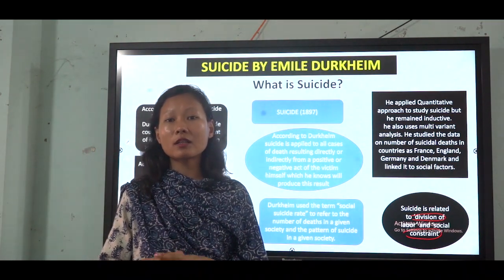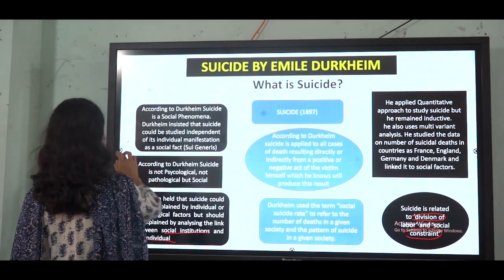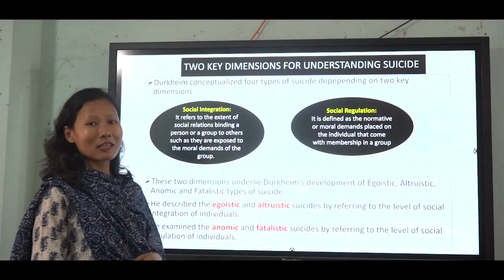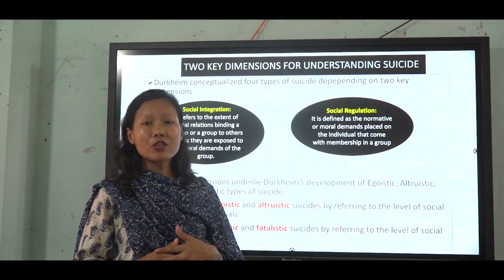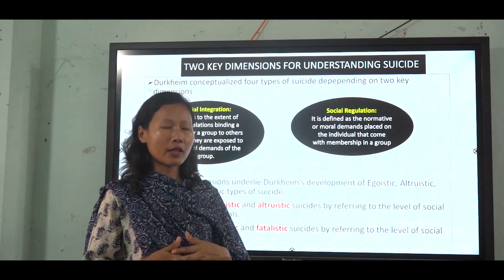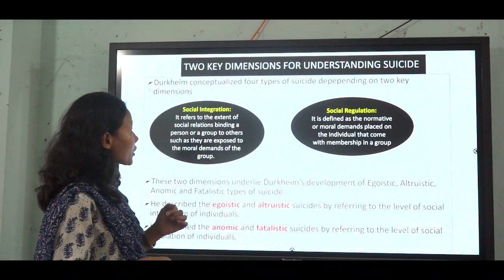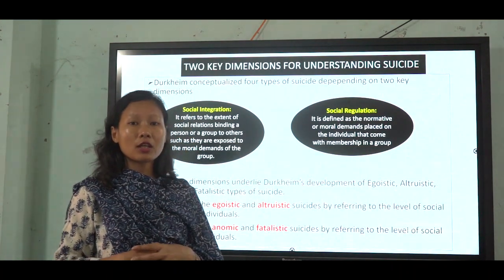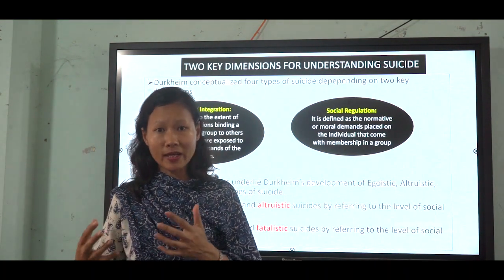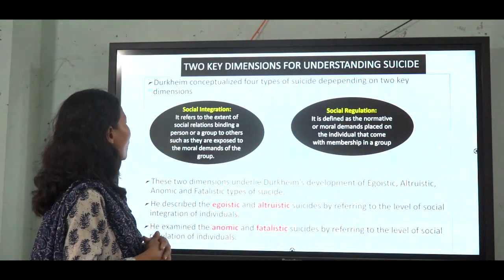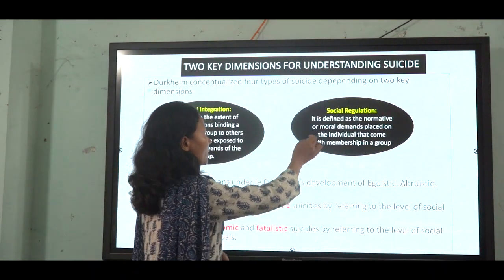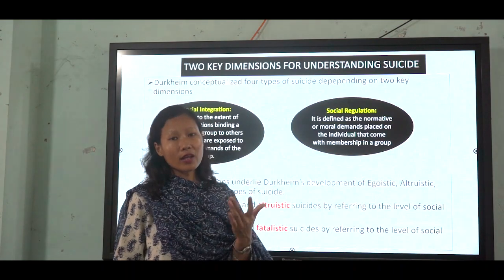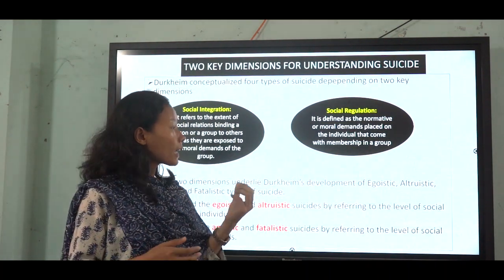Now we are moving towards the different types of suicide given by Emile Durkheim. In this slide, we will try to understand the two key dimensions of suicide given by Durkheim: social integration and social regulation. Integration refers to the participation of an individual in a group, as expected by society. Social regulation means rules and regulations imposed by society upon an individual. If the regulation is too strong or too loose, it may lead to suicide.